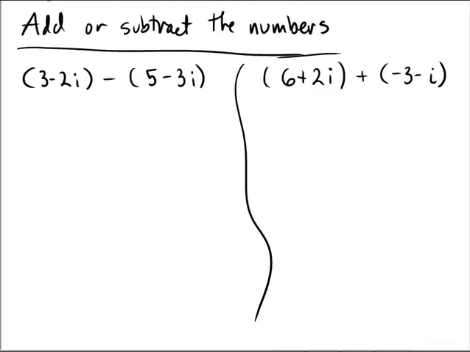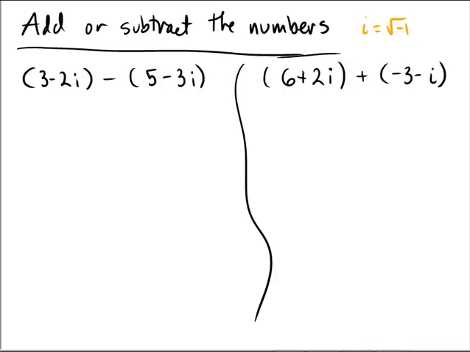Complex numbers uses the exact same concepts as adding or subtracting polynomials, thinking of the i as a variable essentially. Although we do know that i is actually a number, i is the square root of -1. But the concept is just to collect the like terms together.